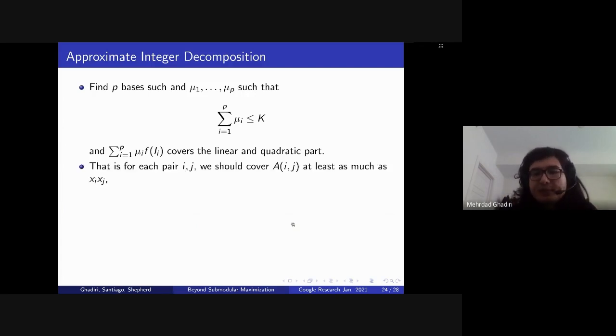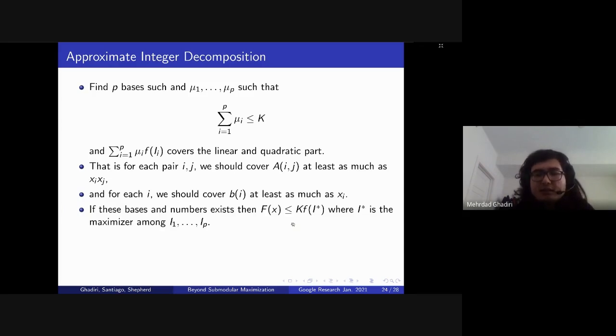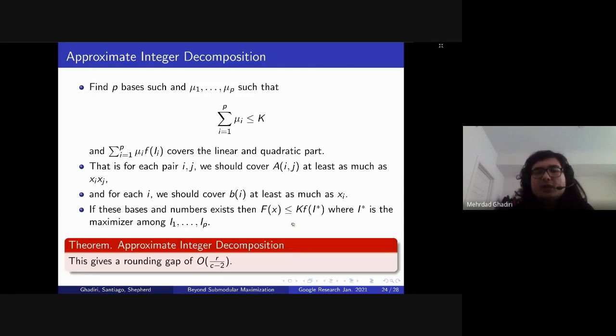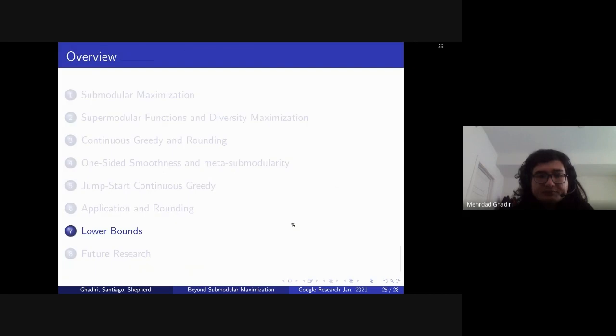It means that for each pair ij, we cover A of i and j at least as much as xi, xj. And we cover bi at least as much as xi. If we can do this, then one can show that this gives us a rounding gap of k. So we show that this k for our problem is r over c minus 2. So this second approach gives us a rounding gap of r over c minus 2.